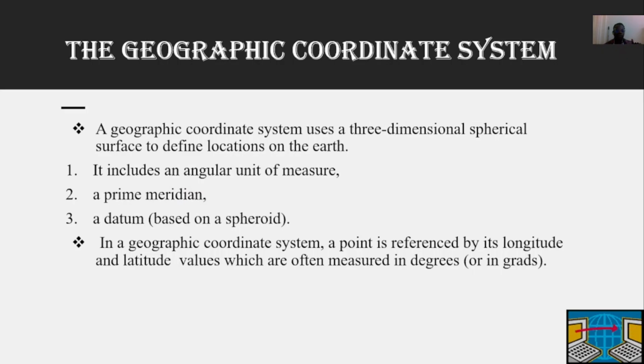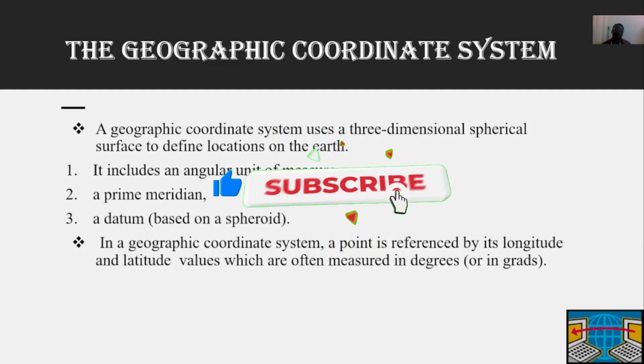There are two types of coordinate system, as said earlier: the geographic coordinate system and the projected coordinate system. A geographic coordinate system uses a three-dimensional spherical surface to define location on the earth. So a geographic coordinate system usually takes into consideration the spherical shape of the earth. We all know that the earth is spherical. You get it? There is no way the earth is flat.